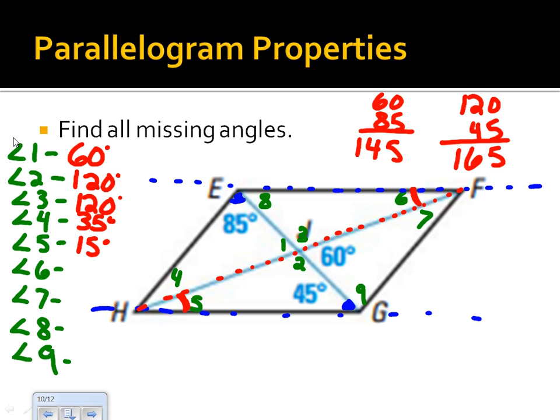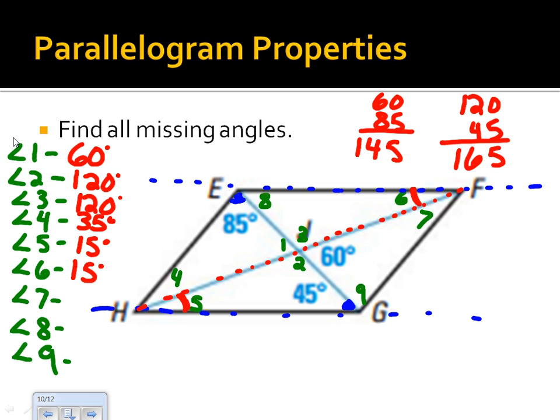Alternate. They're on the inside of the parallel lines, so that's interior. You see how they're smushed in between? See how they're both inside the blue? So it's alternate interior. What do we know about alternate interior angles? They're congruent. They are on opposite sides, but they're congruent. So if 5 is 15 degrees, what's 6 going to be? 15 degrees.